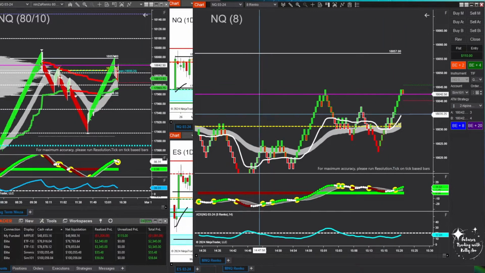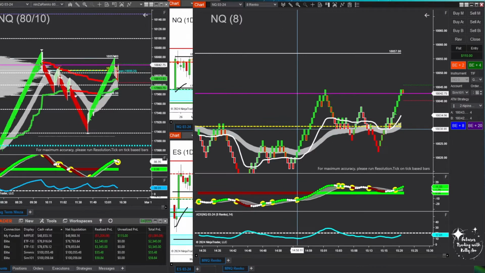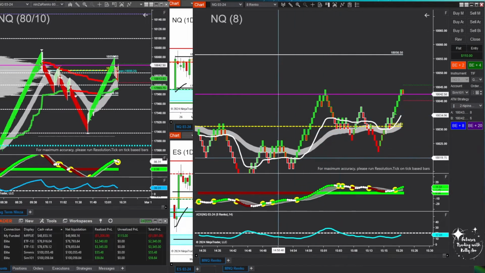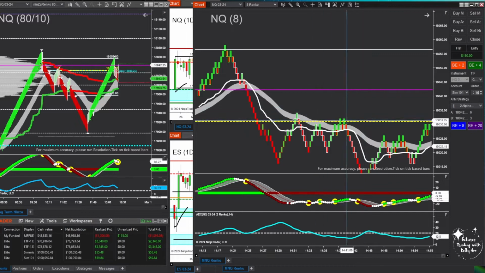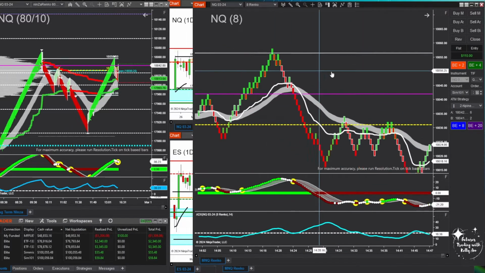And the rules are price should be above the 10 EMA. The 10 EMA should be above the 50 moving average ribbon, which is what this gray area is. And it should be clearly above, like here, not inside. Inside means chop, range and chop. Like right here is not an entry.